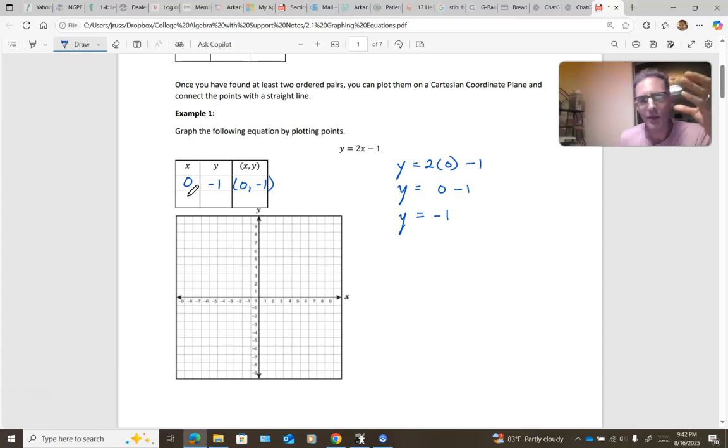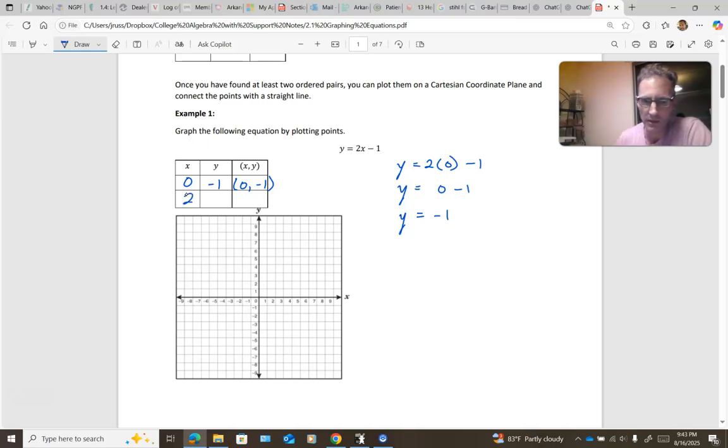And, you know, we could let x be any number we want, but I want to choose a value of x such that I get a nice value of y. Okay? And furthermore, that it lies on this Cartesian coordinate system. So I don't want to choose a value of x such that I get some huge value of y. Okay. So maybe for my next value of x, I'm just going to let x be 2.